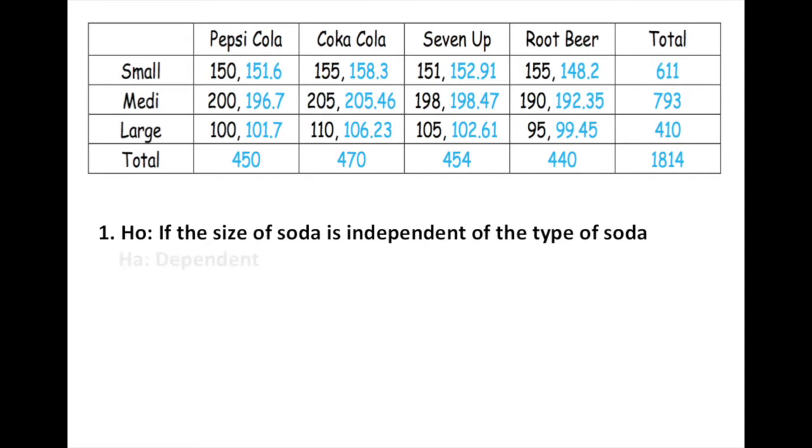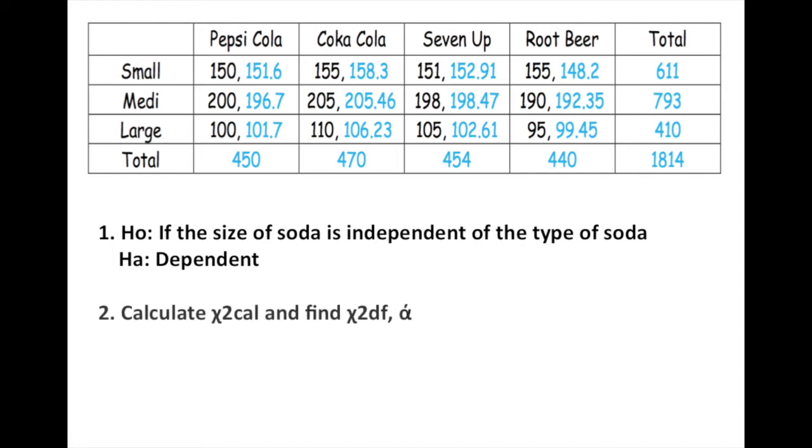And now the steps to solve this problem: I've made the H0 and HA. For this question, H0 is that the size of soda is independent of the type of soda, and the HA is that the size of soda is dependent on the type of soda. In step 2, calculate xcal and find x on the table. For step 3, compare with each other, find which one is bigger and which is smaller, and the last step is to conclude.